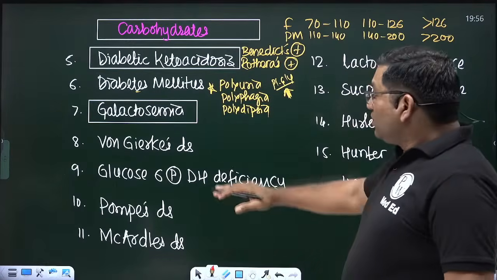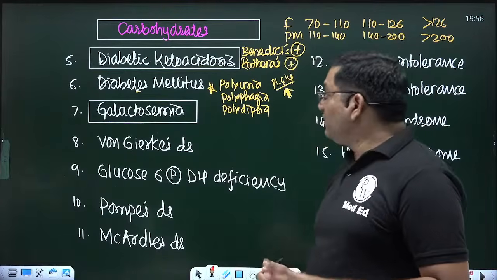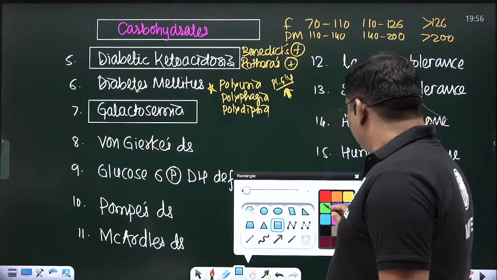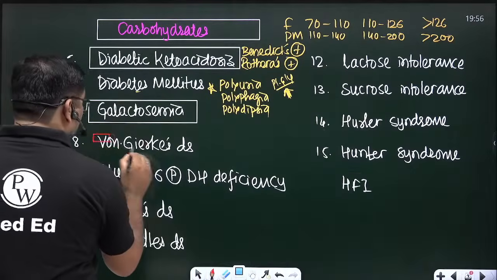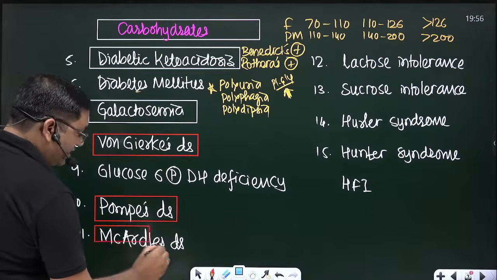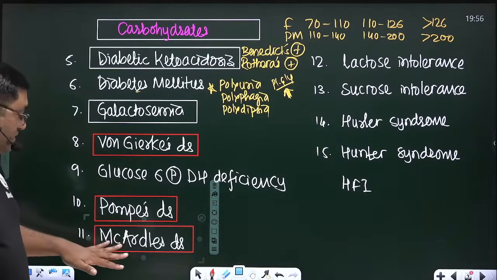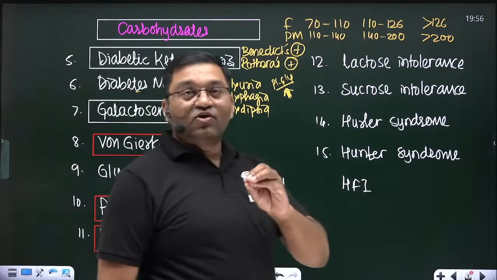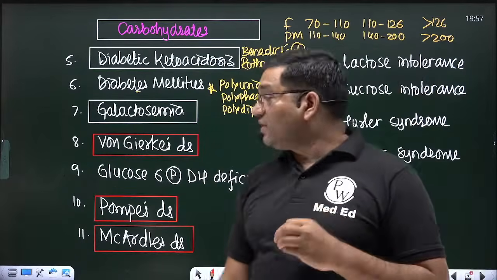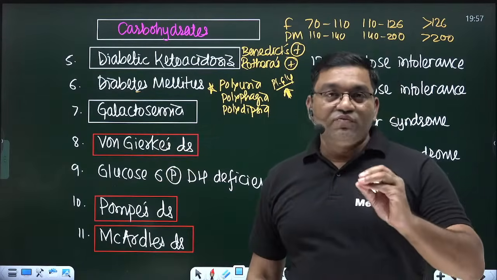Okay, now the glycogen storage disorders. Three glycogen storage disorders are very important. First is von Gierke's disease, second one is Pompe's disease, and third one is McArdle's disease. These are important, and these can be a clinical case-based question in the university examination. Von Gierke's disease. So the typical blood picture in von Gierke's disease.